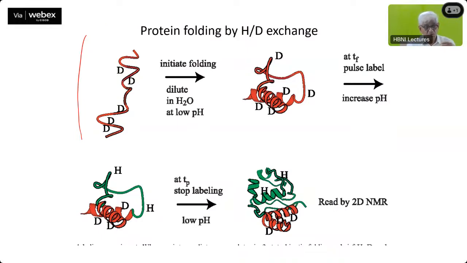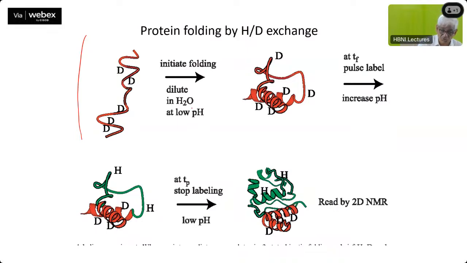Now, we want to initiate folding. How do I get this unfolded state? I might have done it by using urea or some denaturing agent. Now you add H2O to it and dilute it in H2O. Initially this is all D2O, and you dilute it in H2O at low pH. Why do you use low pH? At low pH, the exchange rate is small. Therefore, I do not want them to exchange here, but I want to initiate the folding process.